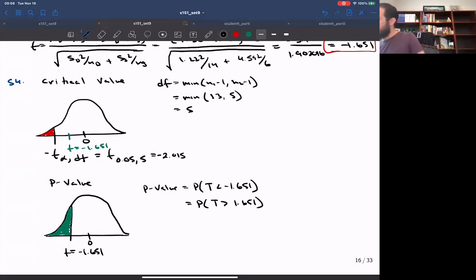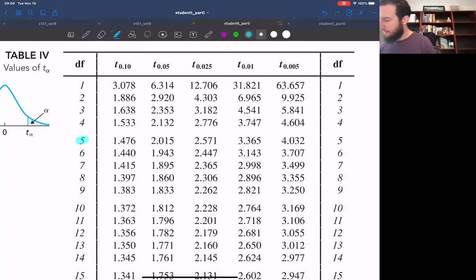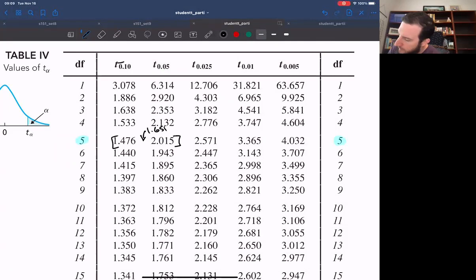So we can go to our t table. We have 5 degrees of freedom. We can see that 1.651 is in between 1.476 and 2.015. So therefore, the p-value is going to be between 0.1 and 0.05.